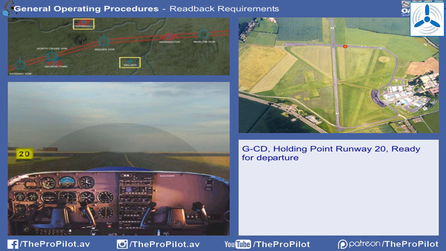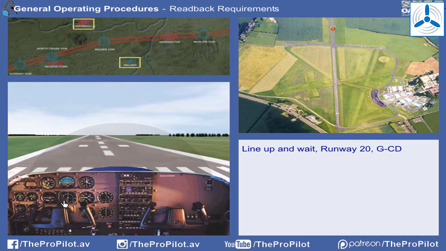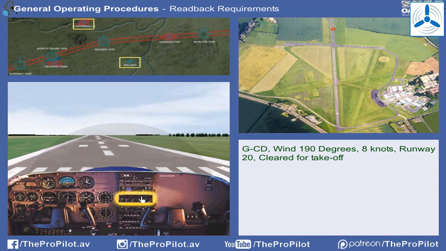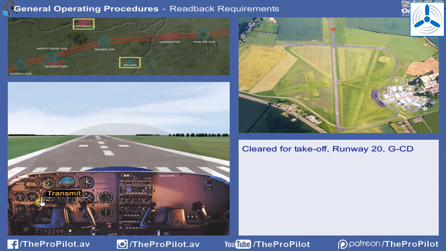Golf Charlie Delta, holding point runway 20, ready for departure. Golf Charlie Delta, line up and wait, runway 20. Line up and wait, runway 20, Golf Charlie Delta. Golf Charlie Delta, wind 190 degrees, 8 knots, runway 20, cleared for takeoff. Cleared for takeoff, runway 20, Golf Charlie Delta.